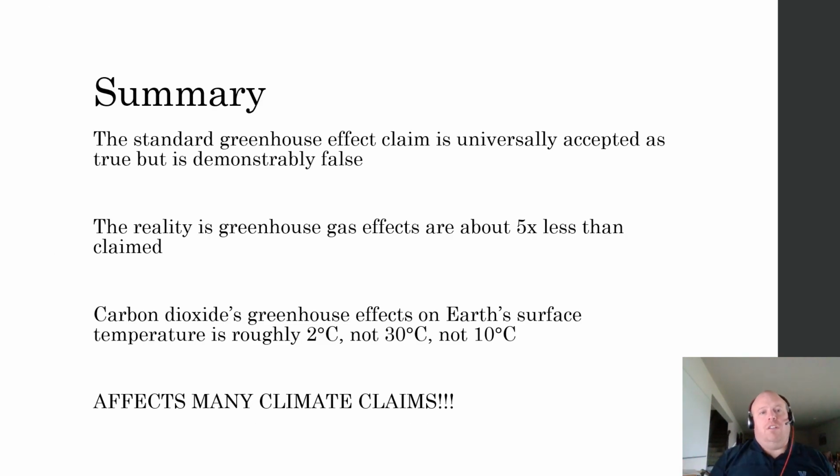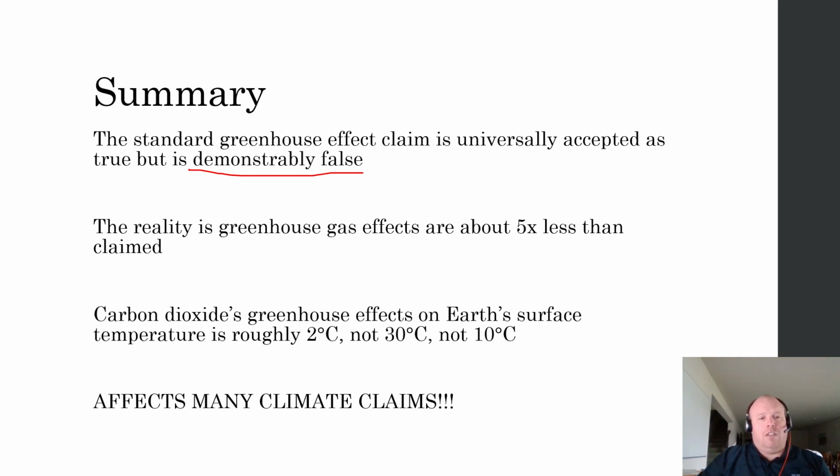So, what is the summary here? The standard greenhouse effect claim, which is considered dogma, universally accepted as true, is demonstrably false. I'm surprised that no one has called them out on it or even sued them over it, but every single source says the same thing, which in this analysis I showed you, is demonstrably false. And it's pretty sad because it's the main claim for many claims in the climate narrative. And so the reality is the greenhouse gas effects are about 5 times less than claimed.